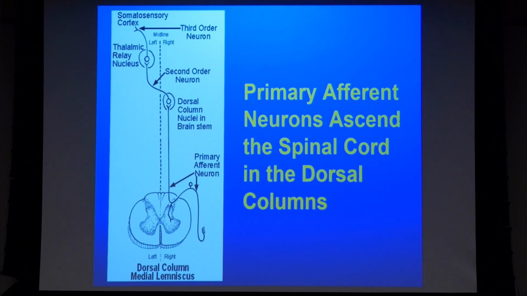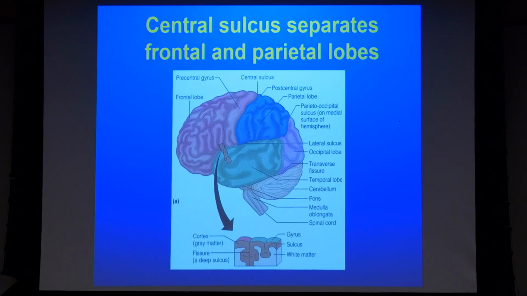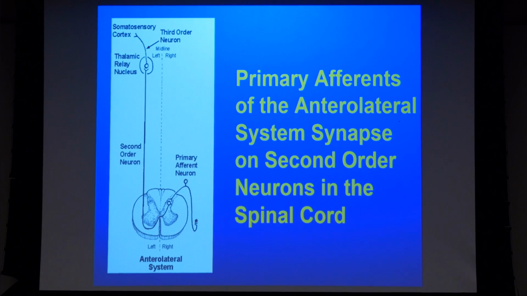That's the path. So the other diagram here is the spinothalamic tract. Primary sensory afferent synapses onto the second order neuron. It's now the spinothalamic tract because the second order neuron goes from the spinal cord here, the dorsal horn, all the way up to the thalamic relay nucleus. And in the thalamic relay nucleus, it synapses on the third order neuron, which goes to the somatosensory cortex.